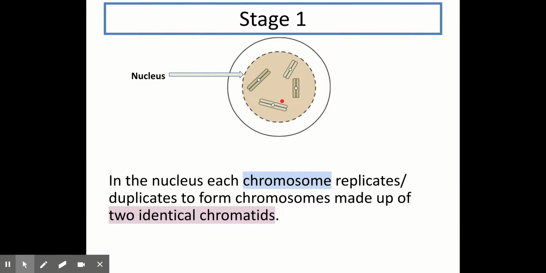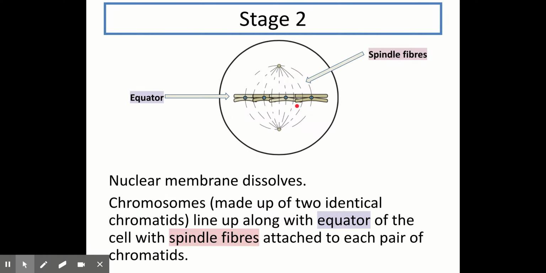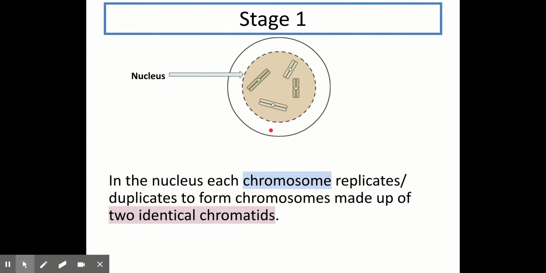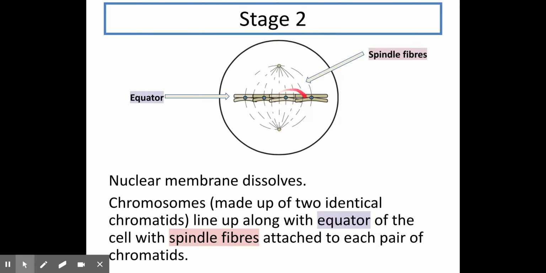So in the nucleus, each chromosome replicates, and remember, this is so we don't lose any genetic information later on once the cell starts to split. In the next stage, you can see that the nucleus has now disappeared from my diagram. If I go back and forward here, you can see the dotted line of the nucleus here, and now it's disappeared. So the nuclear membrane has dissolved, and the 4 chromosomes we talked about before have now lined up along the middle of the cell.